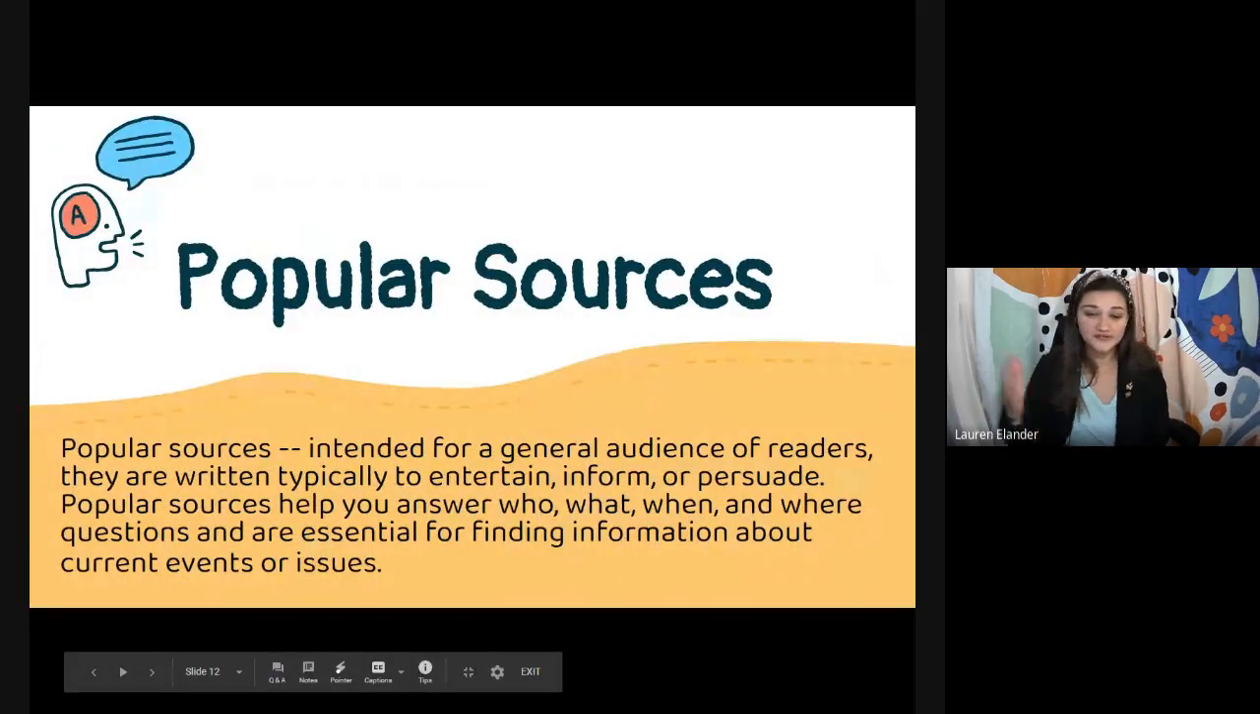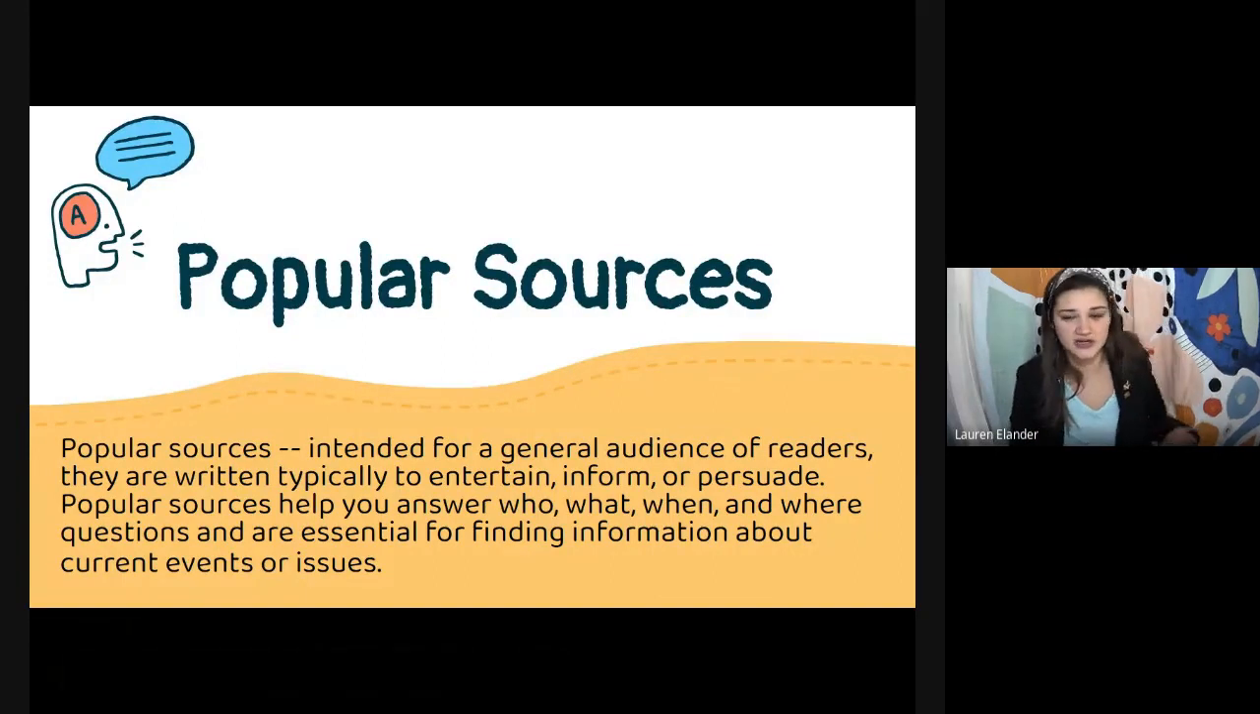So we're doing all of this information about objective language to now think about popular sources. Popular sources are things that we read and listen to and watch every day. They're intended for a general audience of readers and viewers and are written to entertain, inform, and persuade. Popular sources help you answer the who, what, when, where kind of questions about things and find essential information about them, usually about current events and issues. The downside of popular sources is they're not made for academic writing.